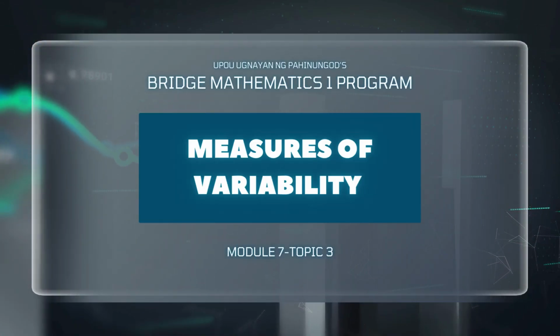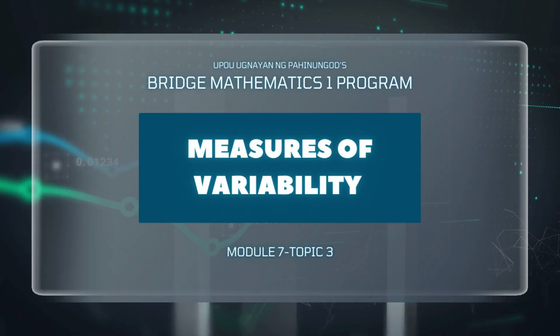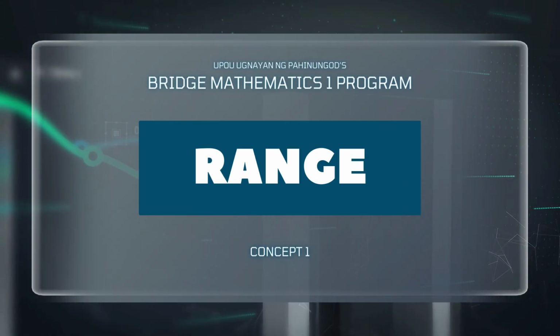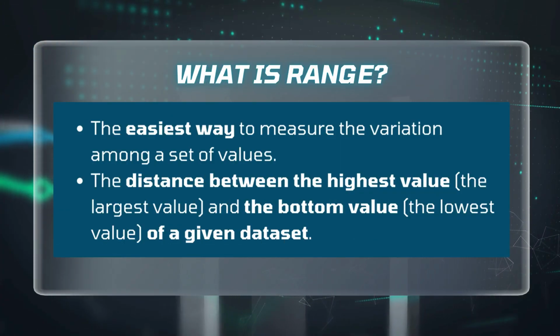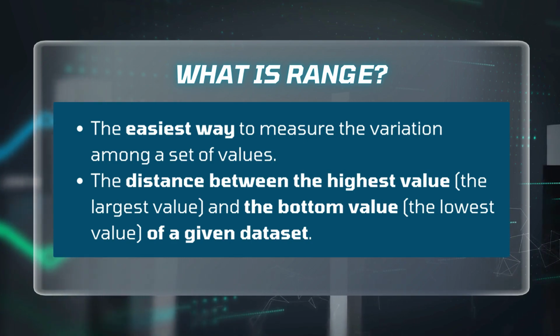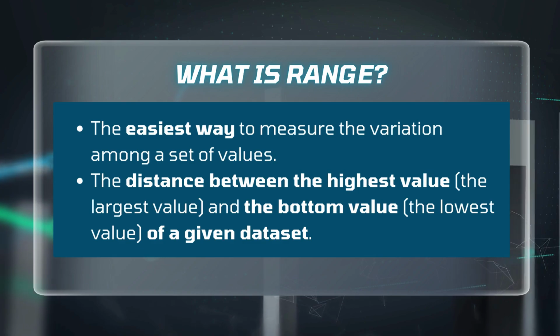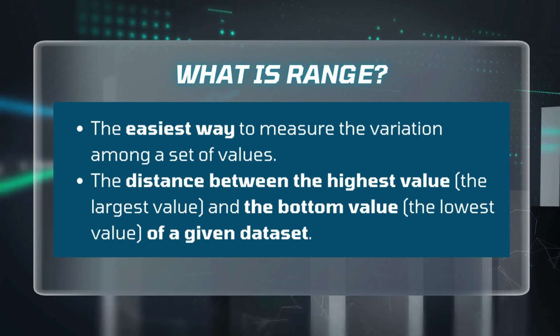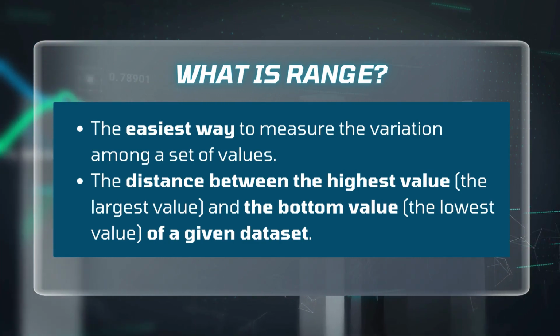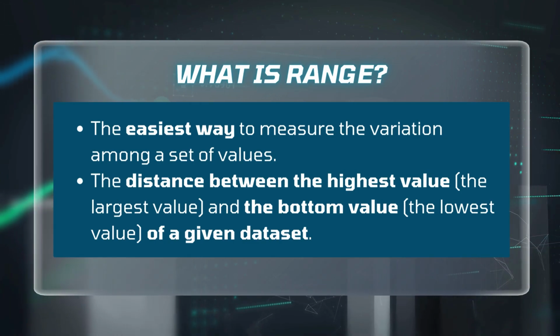Welcome to Bridge Mathematics 1, Module 7, Topic 3, Measures of Variability. What is range? The easiest way to measure the variation among a set of values is to use what is called the range. This is simply the distance between the highest value or the largest value and the bottom value or the lowest value of a given data set.